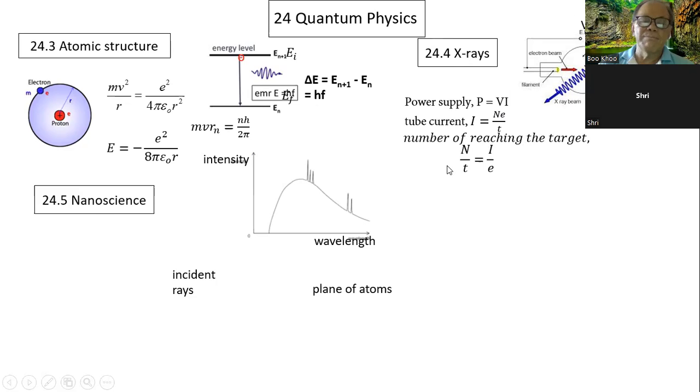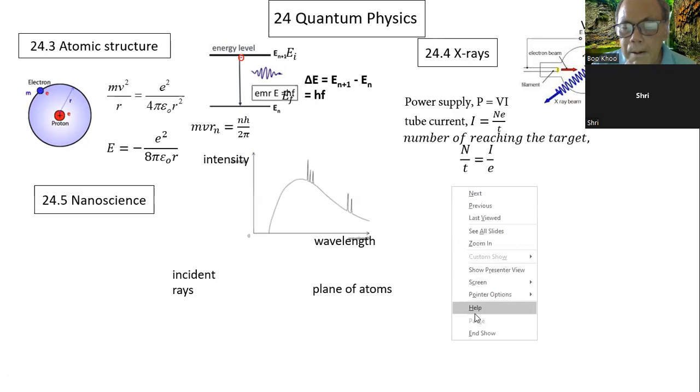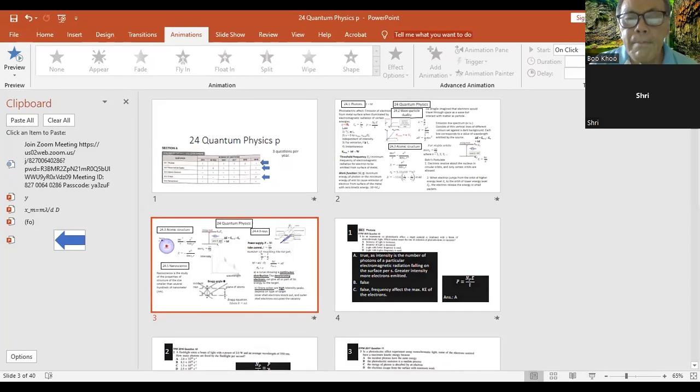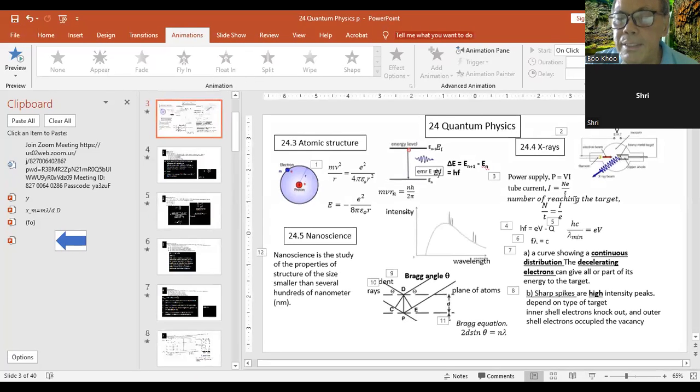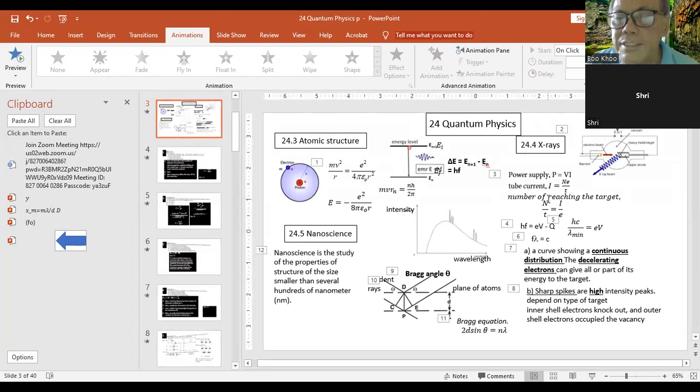Okay, this is your STPM box. Right? Current is n e over t. Number of electrons.